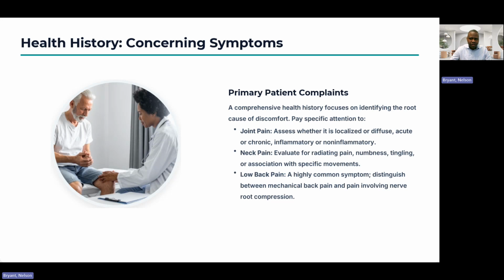When taking a health history, pay close attention to the patient's chief complaints. The most common and concerning symptoms in musculoskeletal assessment are usually back pain, joint pain, and also neck discomfort, which profoundly affect daily living, especially of older adults.